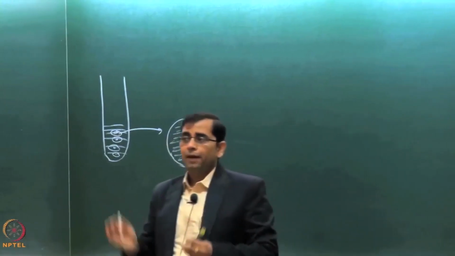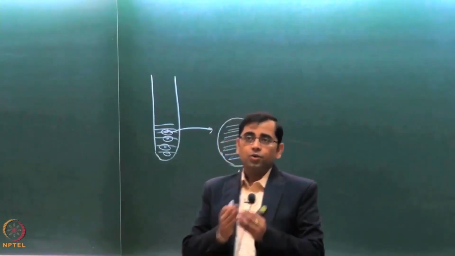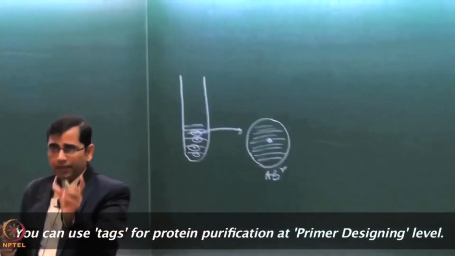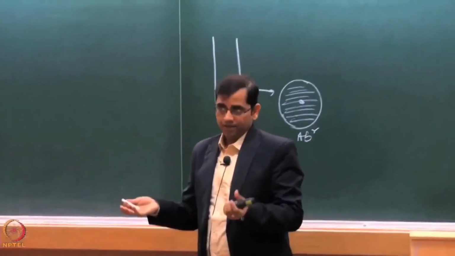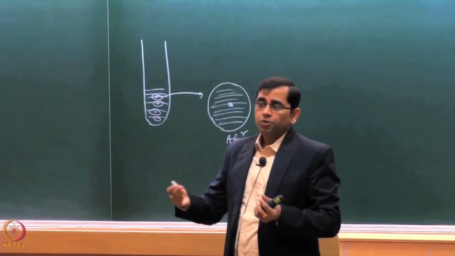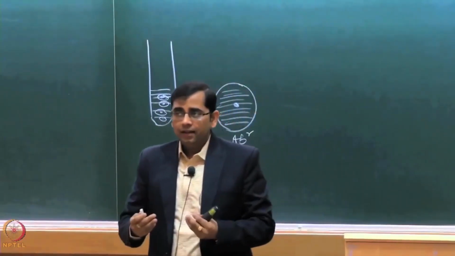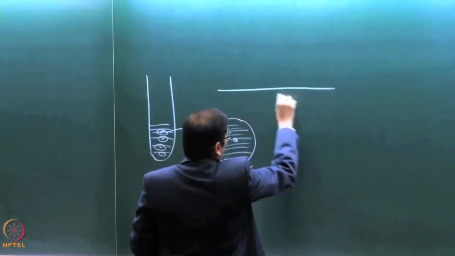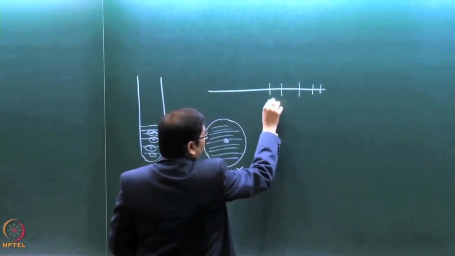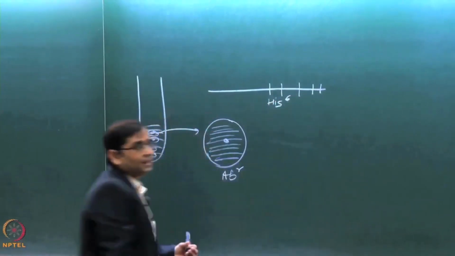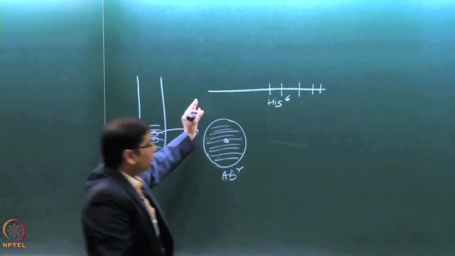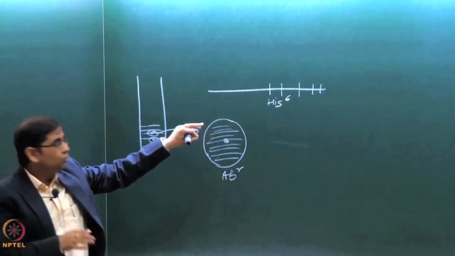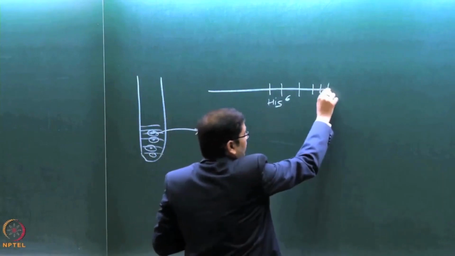Now at the time of primer designing, let's imagine you had a short nucleotide sequence, and in that sequence you had introduced certain nucleotides which correspond to the amino acid histidine. People try to use certain tags, introduce some tags for the protein purification process. So let's say my gene sequence also has certain histidine tags which I have added at the primer designing level, and people sometimes use 6 histidines continuously. So whatever protein is going to be produced, in addition to the native protein structure, you are also going to have certain histidines in addition to that.